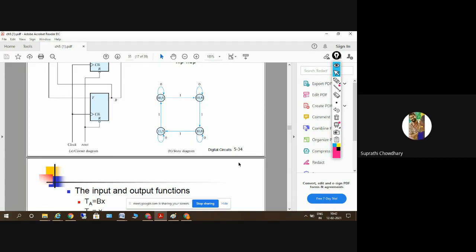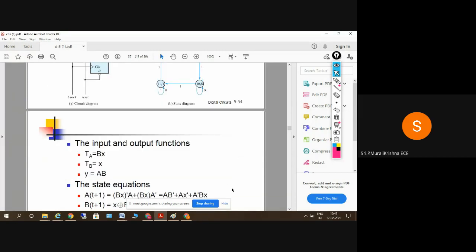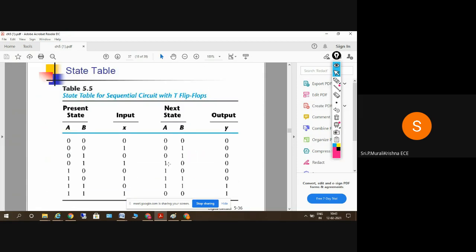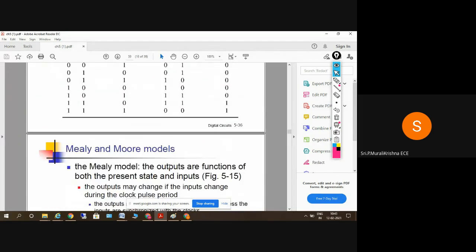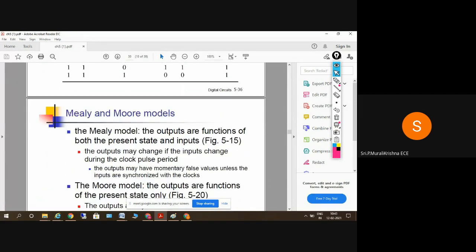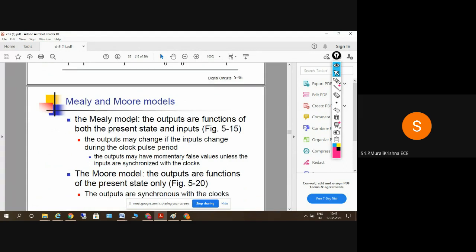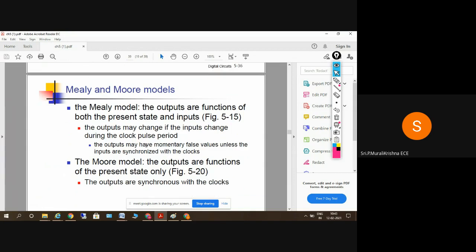Yes, sir. Coming to the next one, I told you that the output is dependent only on the present states in one case, and the output is a function of inputs and also the present states in the other. Those are the two models: Mealy and Moore models, which we discussed in the last topics. Coming to the Mealy model, the outputs are functions of the present states and inputs.